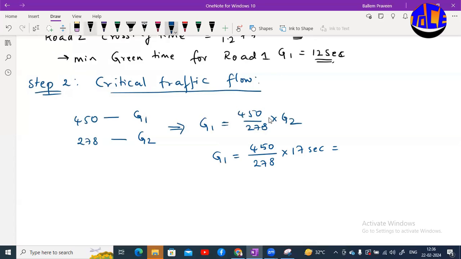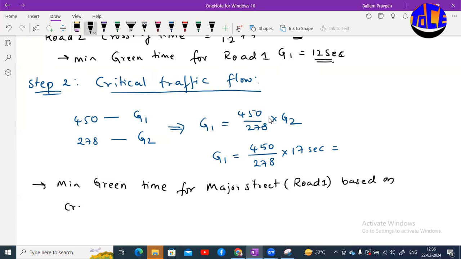Okay, so let me write. The minimum green time for the major street, that means road 1 based on critical flow, G1 is equal to 450 divided by 278 into 17. So it will be 27.5. That means 28 seconds.